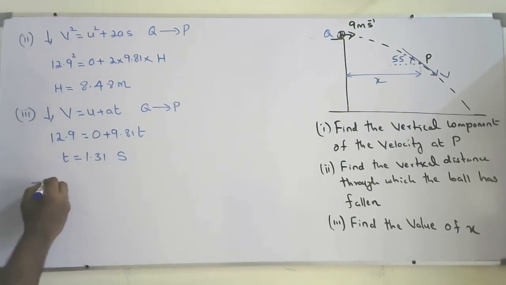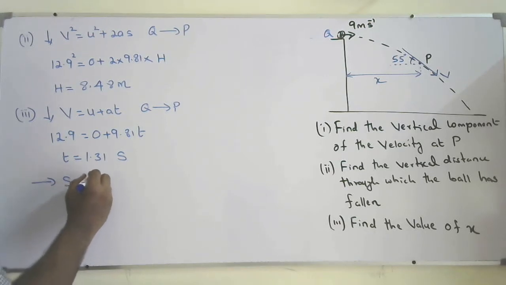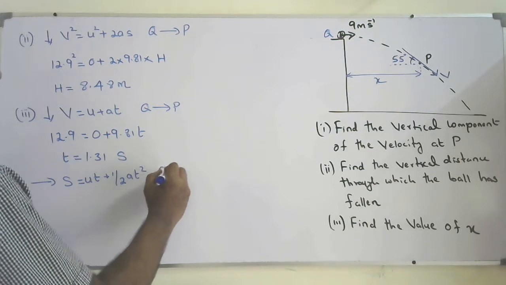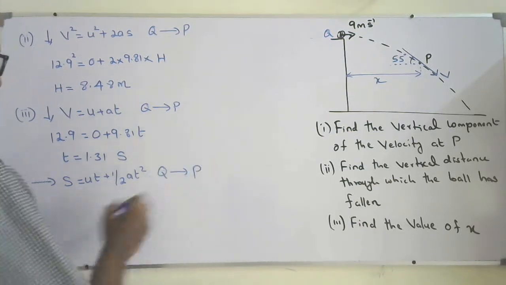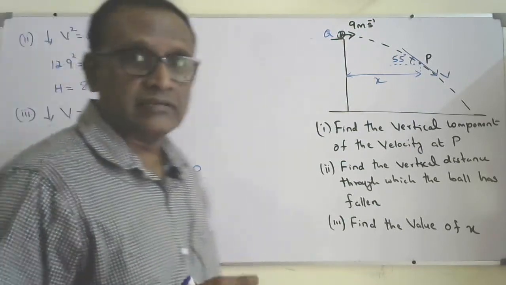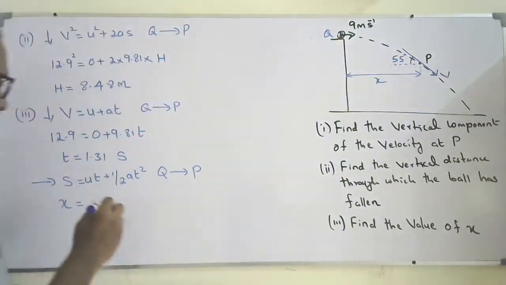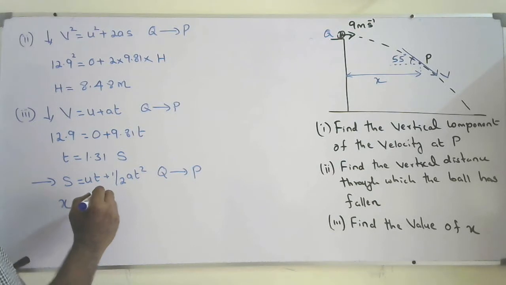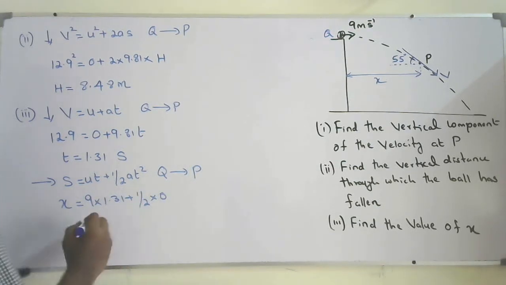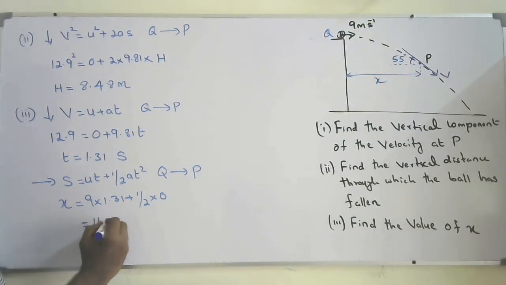Now use horizontally s equals ut plus half at squared, that also for the motion from Q to P. So x equals, the velocity in the horizontal direction remains unchanged, that is 9. So 9 into the time, 1.31, plus half, acceleration horizontally 0. So that will be 11.8 meters.